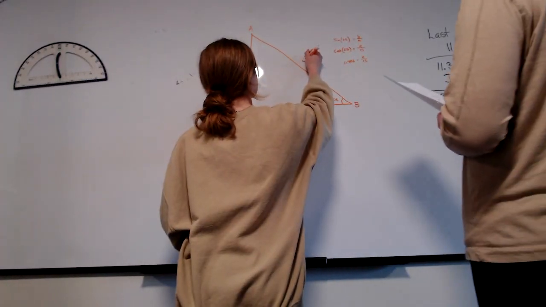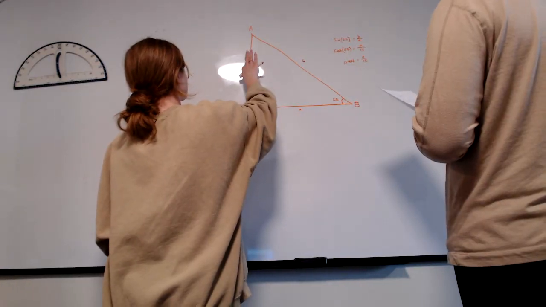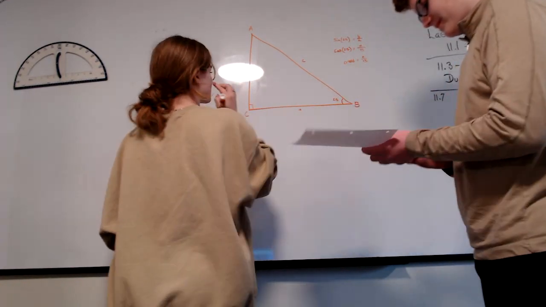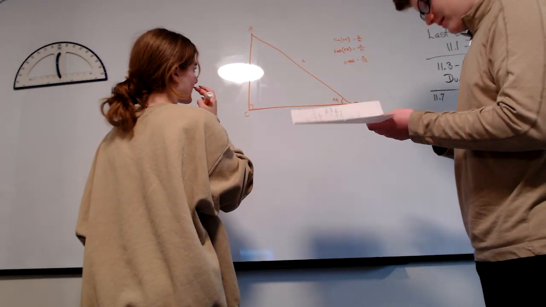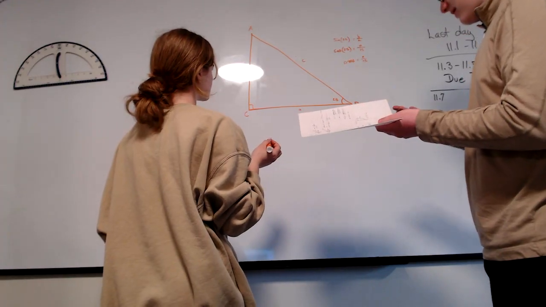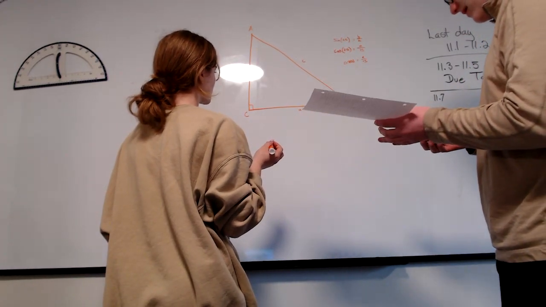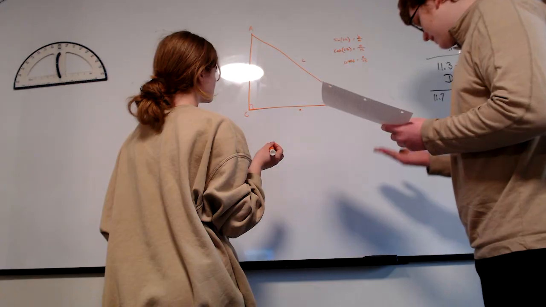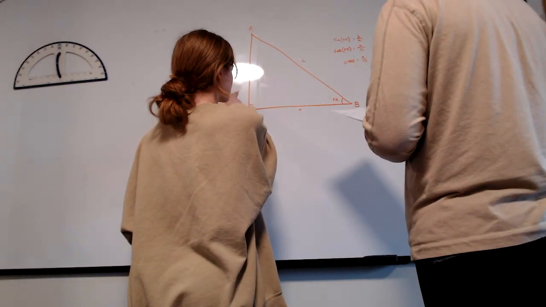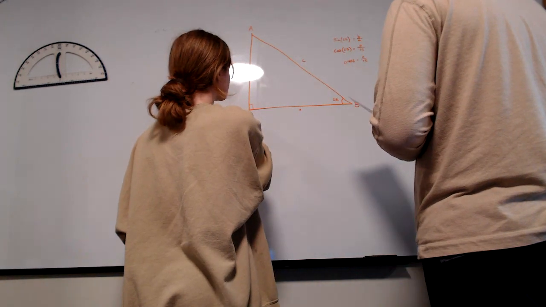65, we're trying to find. Which one are we using? Sine of 65 would work. What is 65? That is an angle, right? In the ratios, do angles go in the ratios? No. Okay, so what is the ratio for sine?